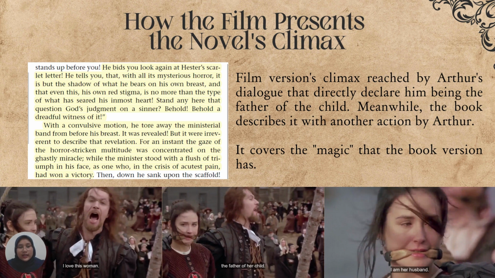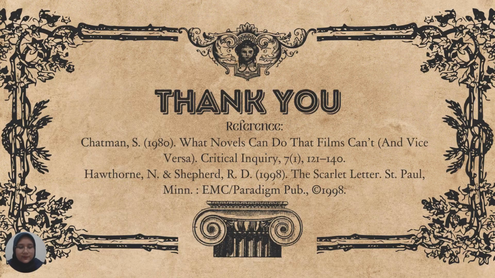Other than the exposition, it also just merely presents the climax part, both in the novel and the film, where Arthur reveals that he is the father of Pearl. In the film, Arthur only says dialogue such as "I love her," "I am the husband of her," and "I am the father of Pearl." Meanwhile, in the book, it explains more with Arthur's action, like Arthur ripping his robe to show the letter A on his chest. This causes the loss of the magical sparks that are supposed to be given, like in the book, because the film doesn't catch that magical quality.